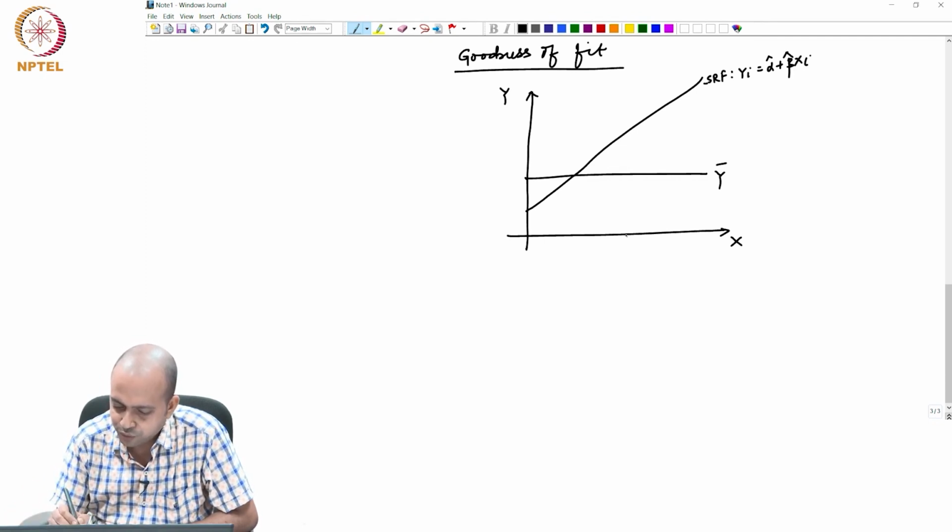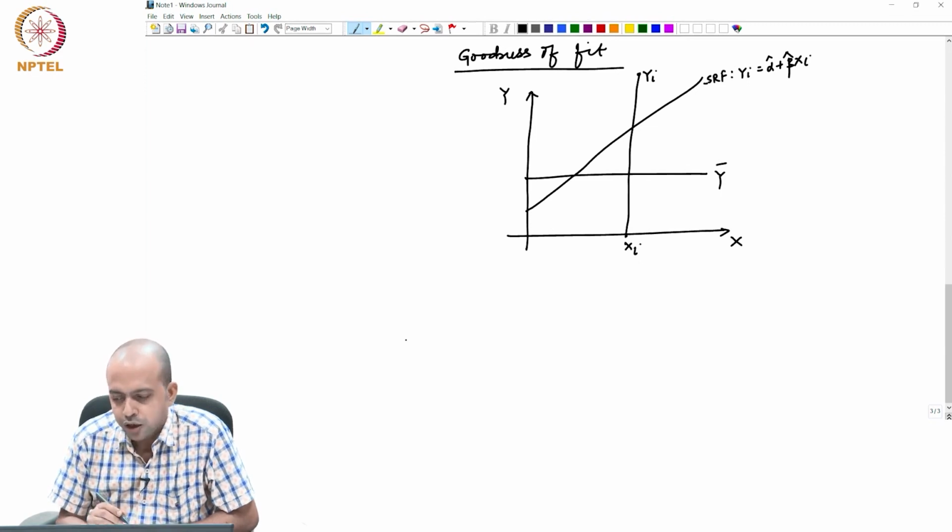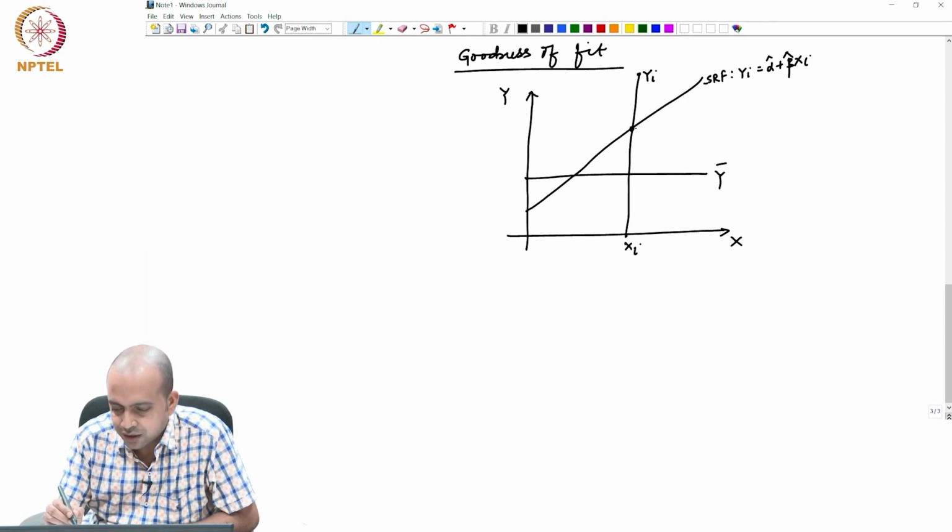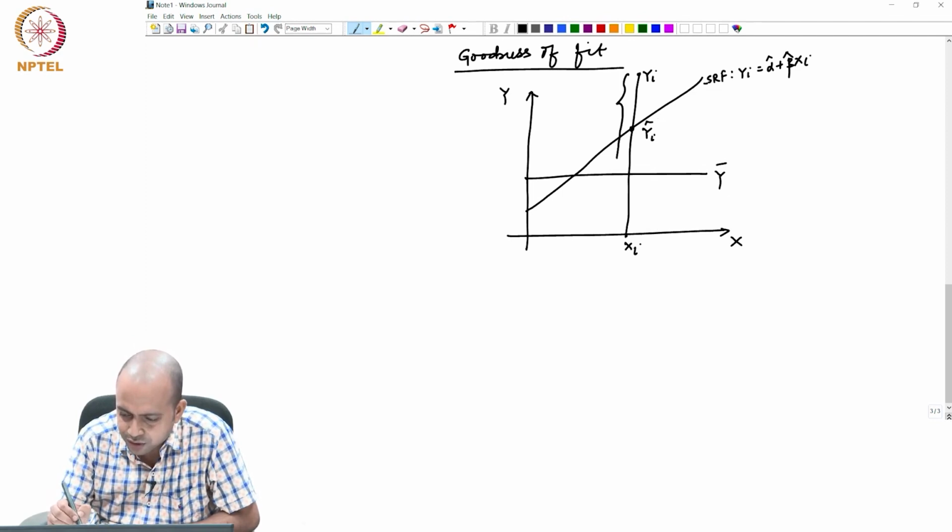Now, you take any value of x, let us say this is your x value. So, obviously, you will get an observed y, that is called yi, this is xi, observed. And your line says this should be your predicted consumption, which I am denoting by yi hat. So, what is this? This is called yi minus y bar.